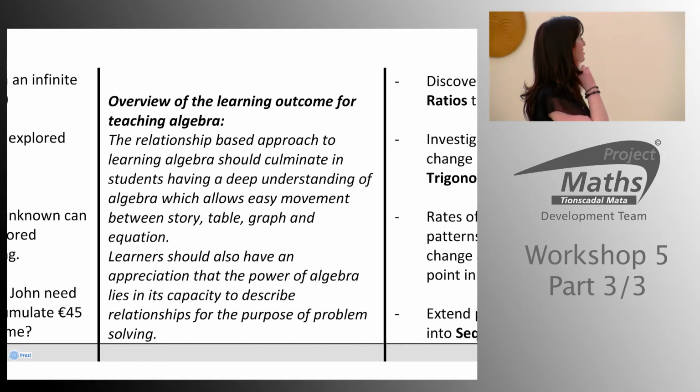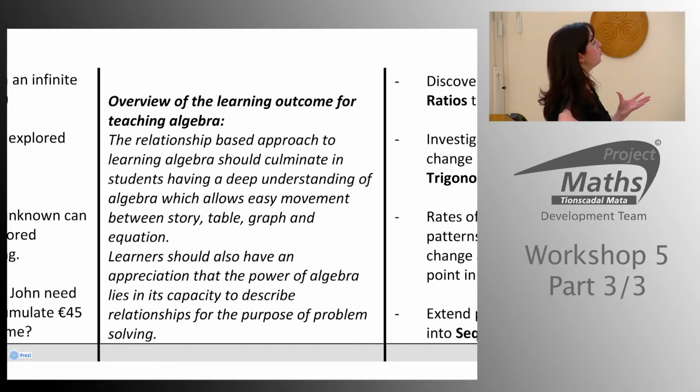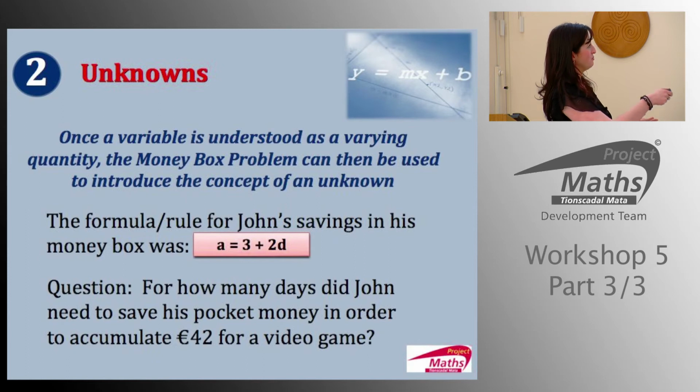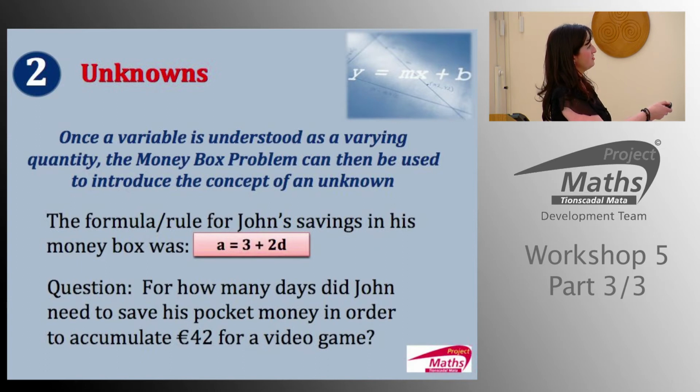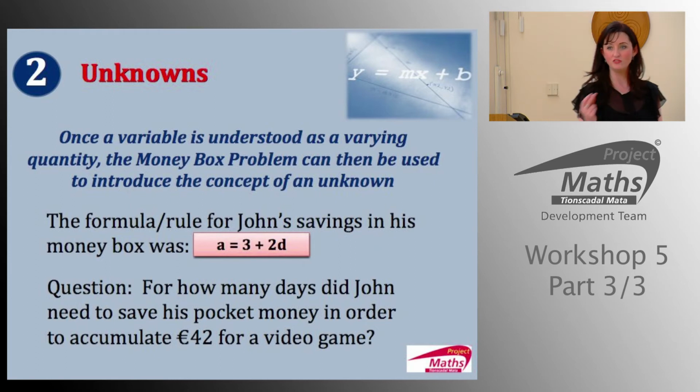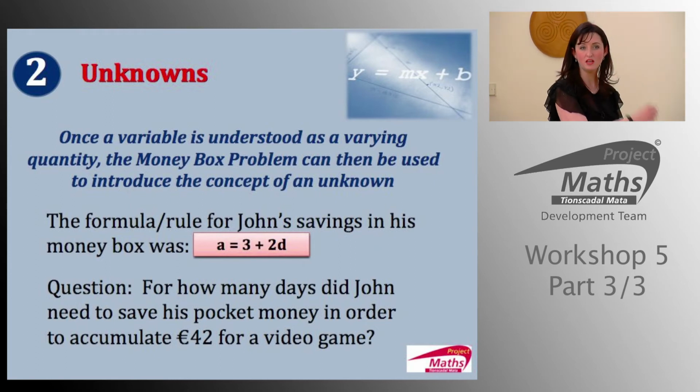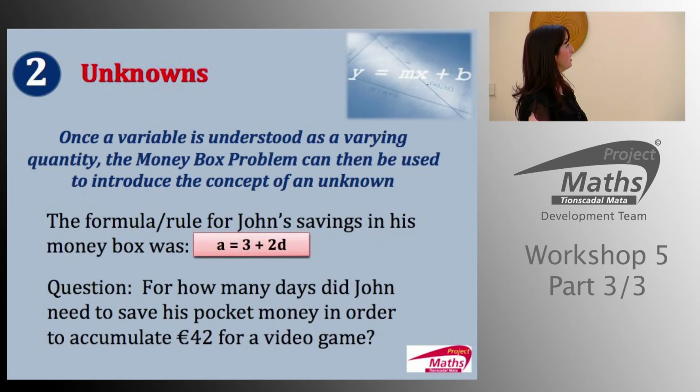So, as I said to you, now that they understand the variable, we can then just extend the Moneybox problem even to introduce an unknown. Just give them a question like, well, John's savings, like over here, his amount is €3 plus 2 times the days. That's his savings. Well then, how long is it going to take him to save €42 for a video game? Now all of a sudden my formula is locked into a specific unknown. And that's a nice entry into your equations.